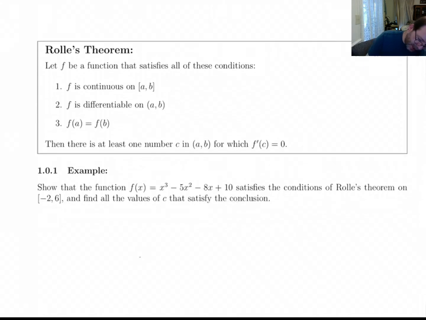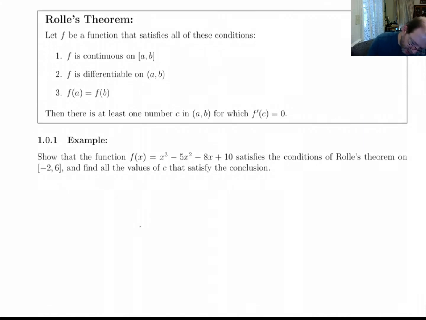And let's do an example of this. Show that the function f of x equals x cubed minus 5x squared minus 8x plus 10 satisfies the conditions of Rolle's theorem on the interval from -2 to 6. And then after we do that, we want to find all the values of c that satisfy the conclusion. All right, so 1 and 2 up here.